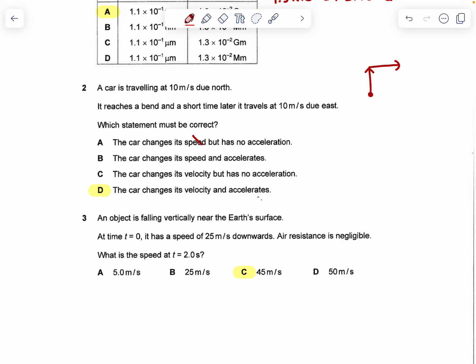So it did not change its speed because it's still 10 meters per second at both times. Okay, but it changed its velocity. And it accelerates because velocity and acceleration have direction. It did not change speed, but it changed direction. As we know, the definition of acceleration is the rate of change of velocity.